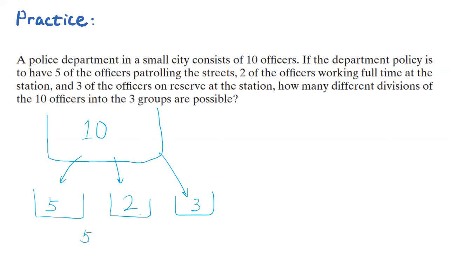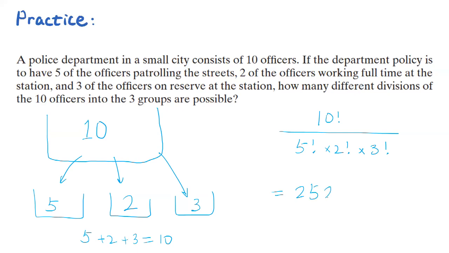Note that the sizes of the small groups, 5 plus 2 plus 3, equals the size of the large group, right? So we can use the third model of combinations to write the total number of ways directly: 10 factorial over 5 factorial times 2 factorial times 3 factorial. This is the total number of ways, right? And the final result is 2520. Okay, have a look at this. Any questions?